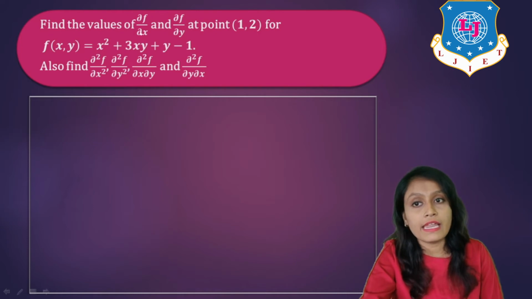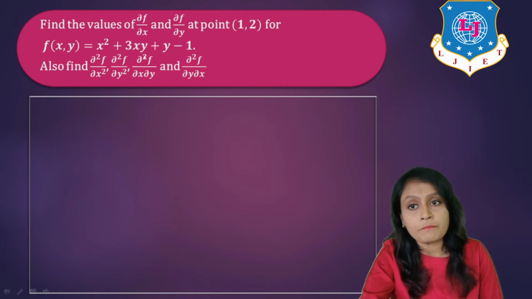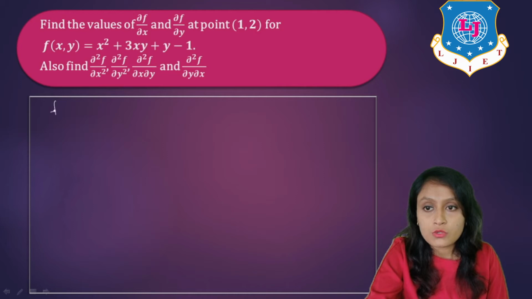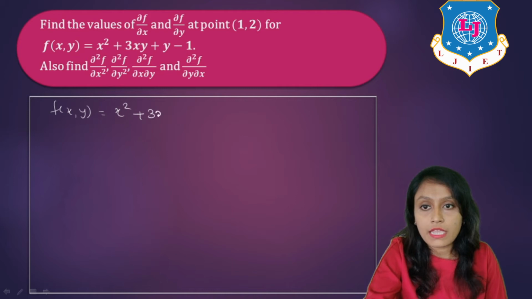Find the value of del f by del x and del f by del y at point 1, 2 for the function f(x,y) equals to x square plus 3xy plus y minus 1. Also we have to find del square f by del x square, that is fxx, del square f by del y square, that is fyy, del square f by del x del y, that is fxy, and del square f by del y del x, that is fyx. Okay, so let's solve this. So first write down the function. So function f(x,y) given, that is x square plus 3xy plus y minus 1.